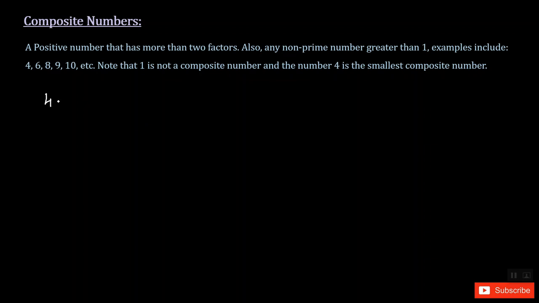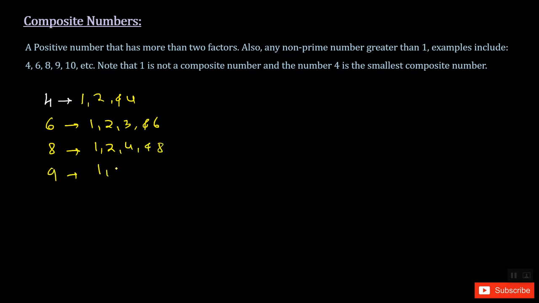So if you write, 4 is divisible by which numbers? 4 is divisible by 1, 2 and 4. If you are talking about 6, 6 is divisible by 1, 2, 3 and 6. If you are talking about 8, 8 is divisible by 1, 2, 4 and 8. 9 is divisible by 1, 3 and 9. So look at these, all the numbers have more than two factors. So these are called composite numbers.